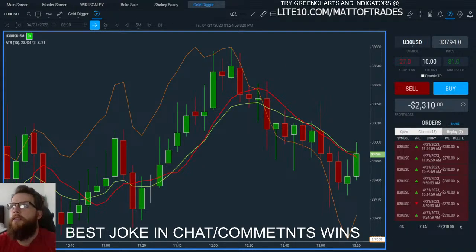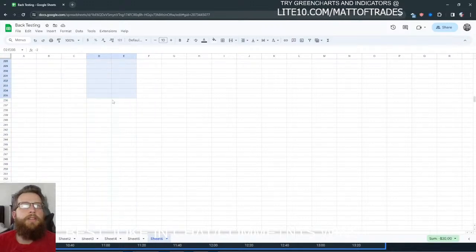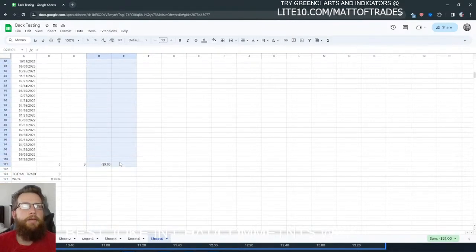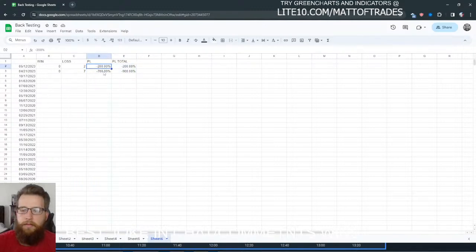Okay, so 1, 2, 3, 4, 5, 6, 7 losses. Minus 7%. So total drawdown of 9% so far. And I do want to adjust this real quick because it's showing dollars. Change that to percentage. Oh dear. Okay, so -2, -7, -2. I'm glad I did this earlier rather than later. Otherwise, I'd have to do that for all of them.